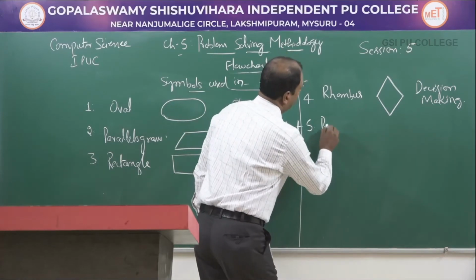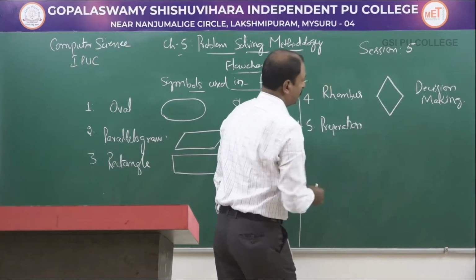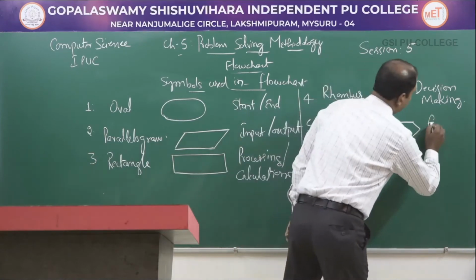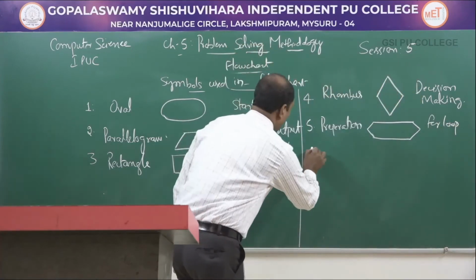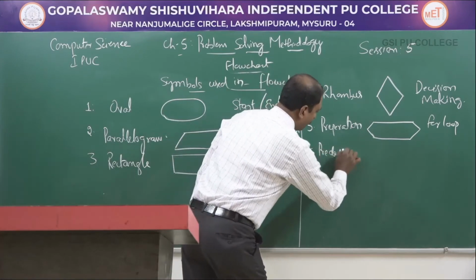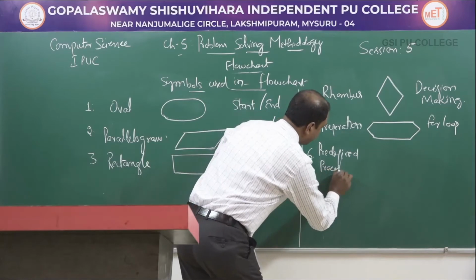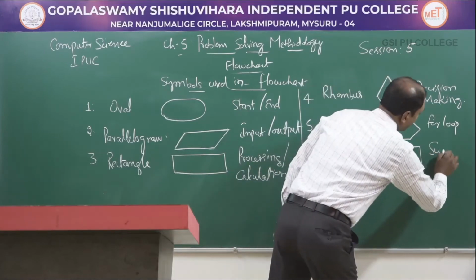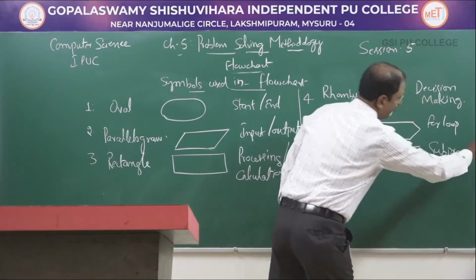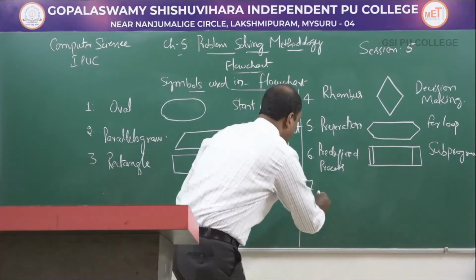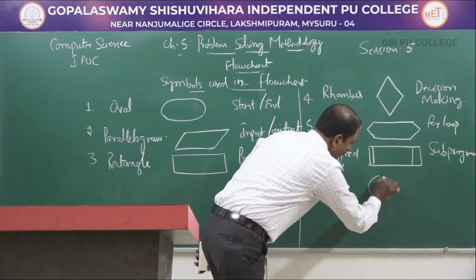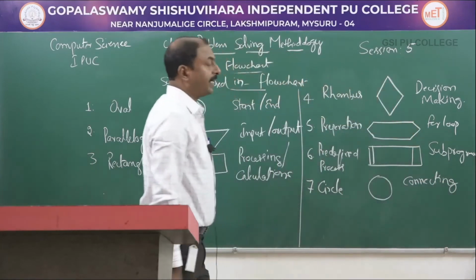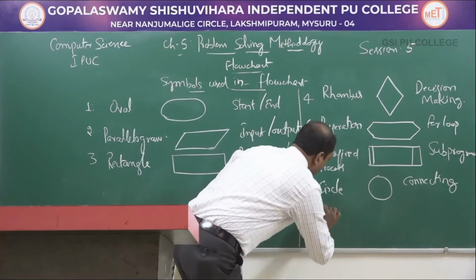Fifth one is preparation. This is for loop. Predefined process. This is for subprograms. Circle. This is used for connecting different flowcharts, or it acts as a connector. Next one is flow lines.